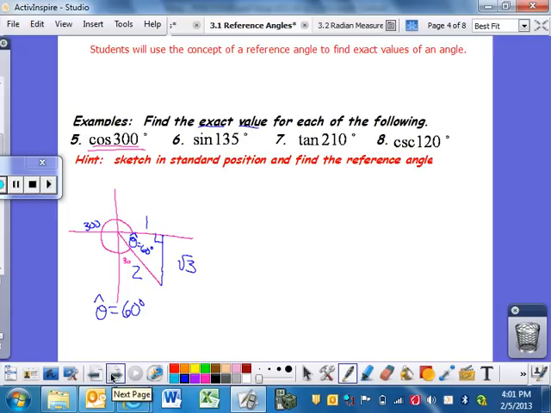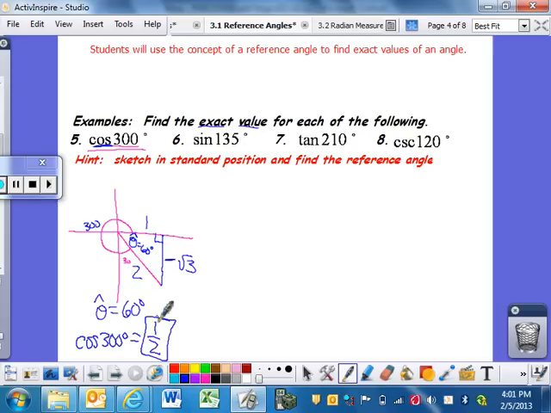Another way to not worry about the all students take calc would be which ones of these sides should be negative to start with. Now, a 1 is to the right, that should stay positive. Square root of 3 is down, that needs to be negative. And your 2, your radius, will always, always, always be positive. And then you can look, okay, what's cosine? Adjacent over hypotenuse, or you can think about it as your x over your r. So the cosine of 300 degrees is simply just 1/2.